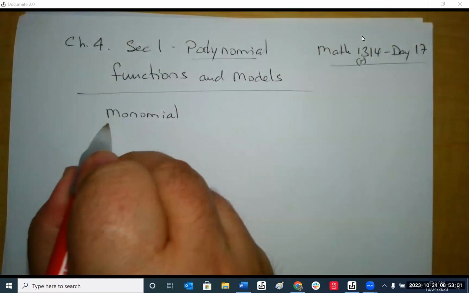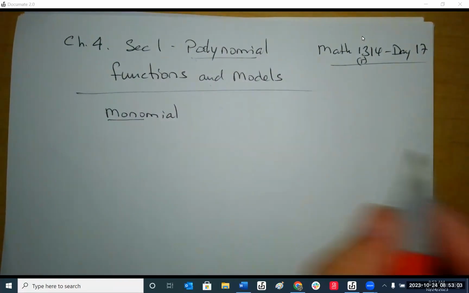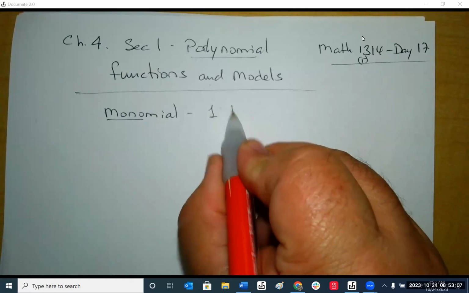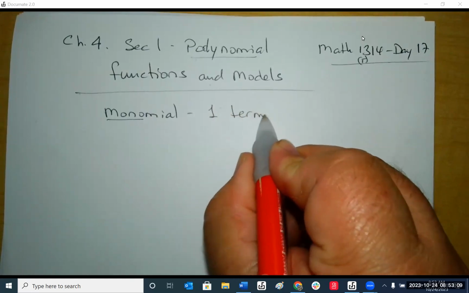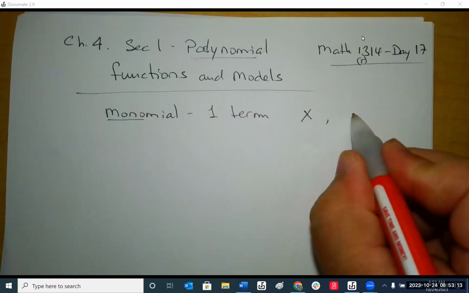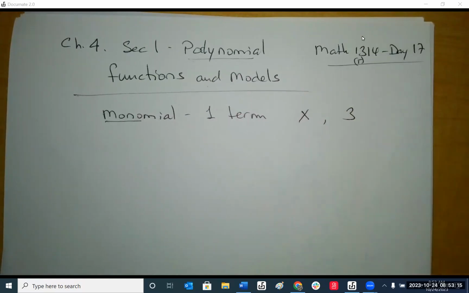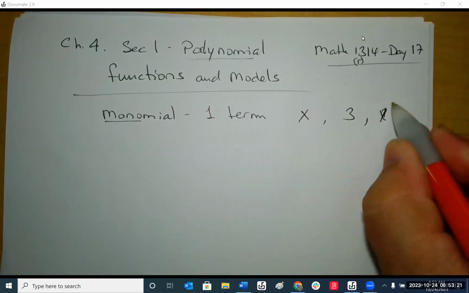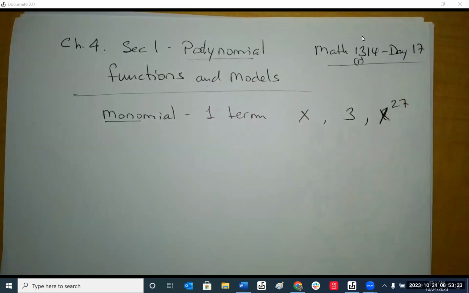A monomial. Mono means what? One, a single. It's a single term. Like x or 3. It's just a single term. Or it could be x to the 27th power. It's just a single term.